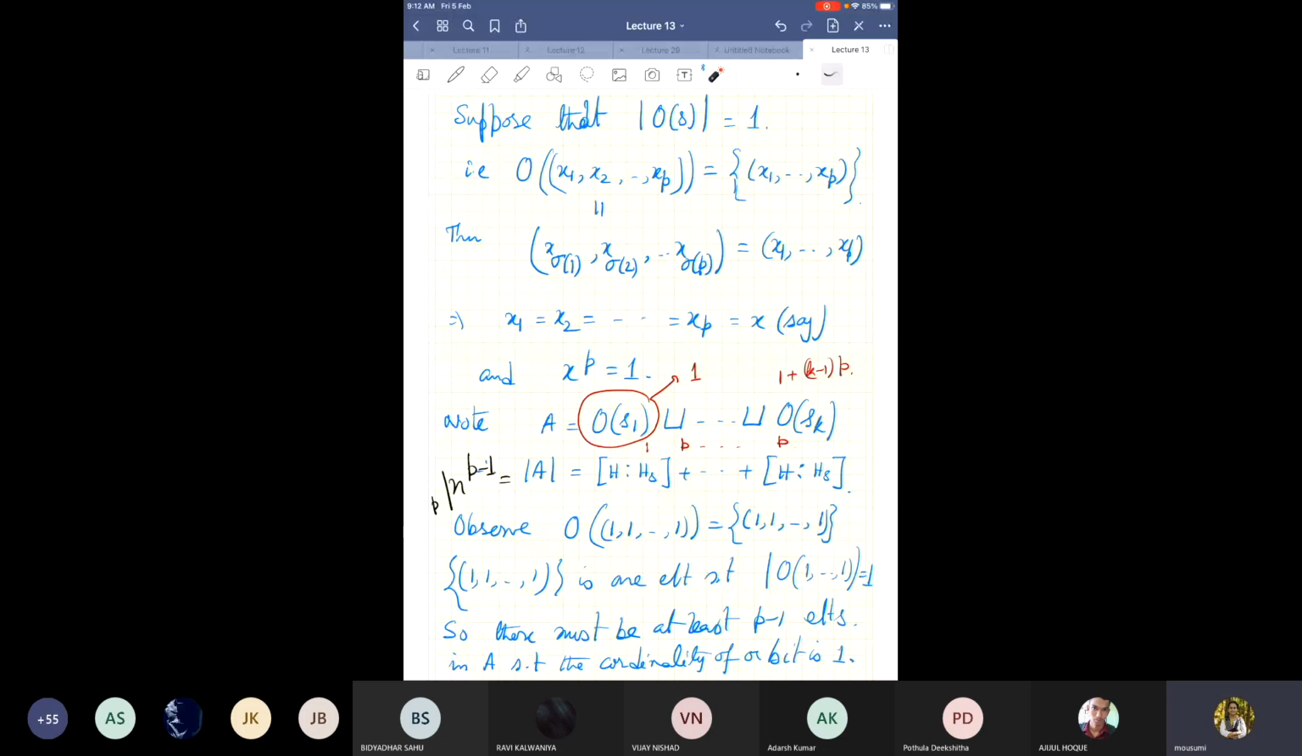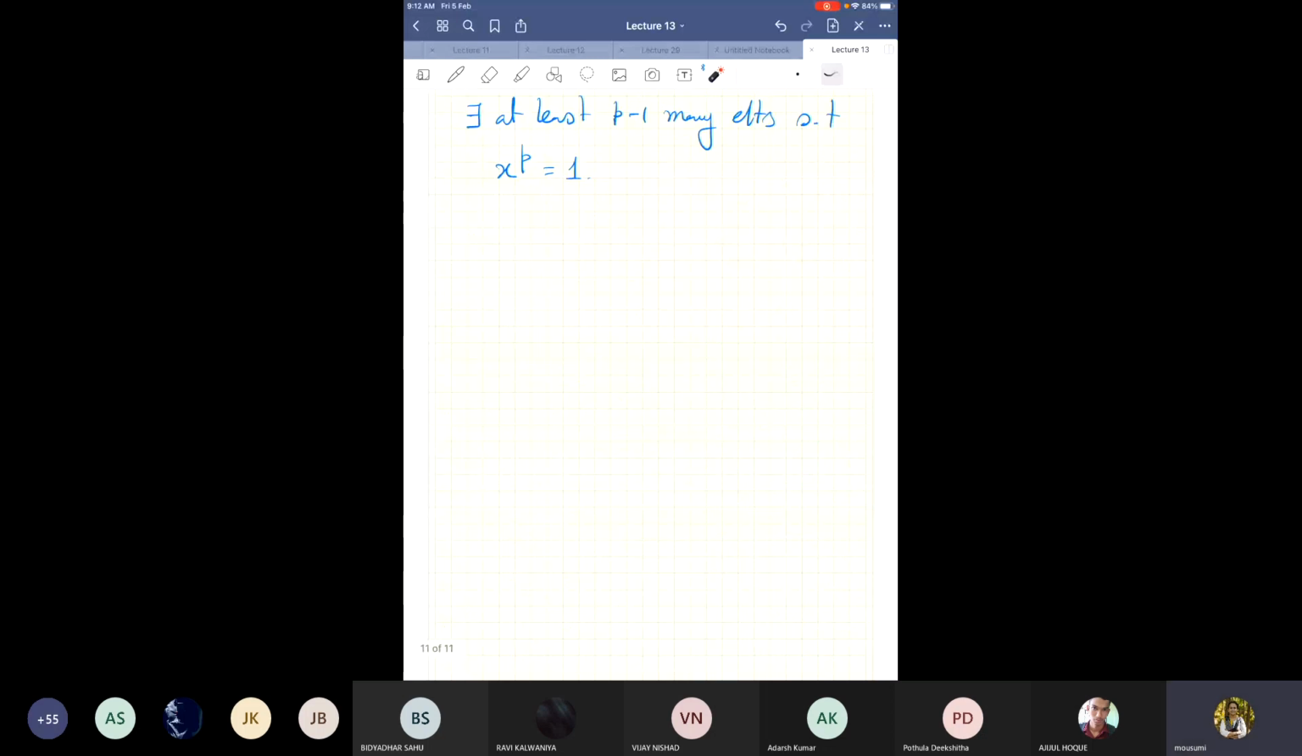But if the cardinality of the orbit is 1, then what have we seen? Then we have seen that the element will satisfy this condition. Therefore, there exist at least P minus 1 many elements such that x to the power p is equal to the identity. Is this clear? If not, then which part is not clear?